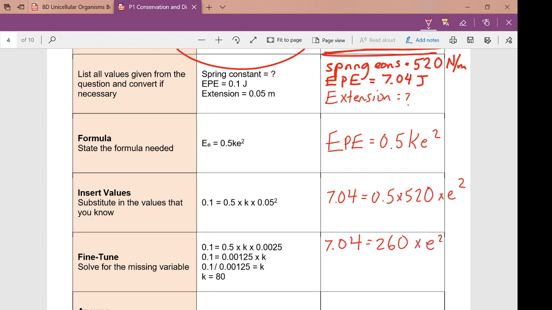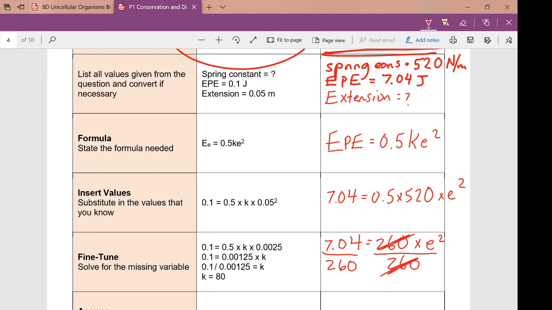times E squared. Isolating the variable, I want to get rid of that 260, so I'm going to divide both sides by 260. I'm dividing because it got times on, so I have to do the opposite. Those 260s got cancelled. Now I just have to stick that into my calculator.